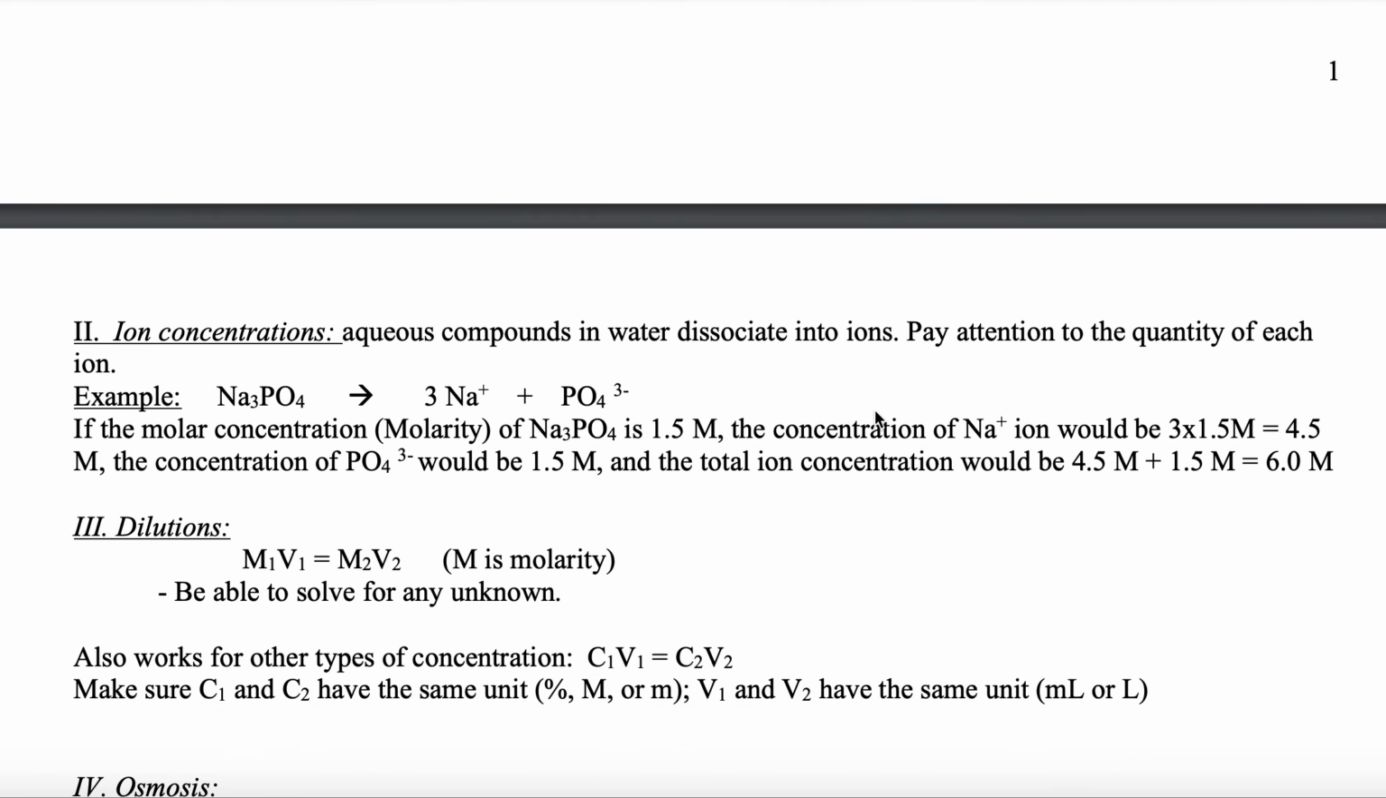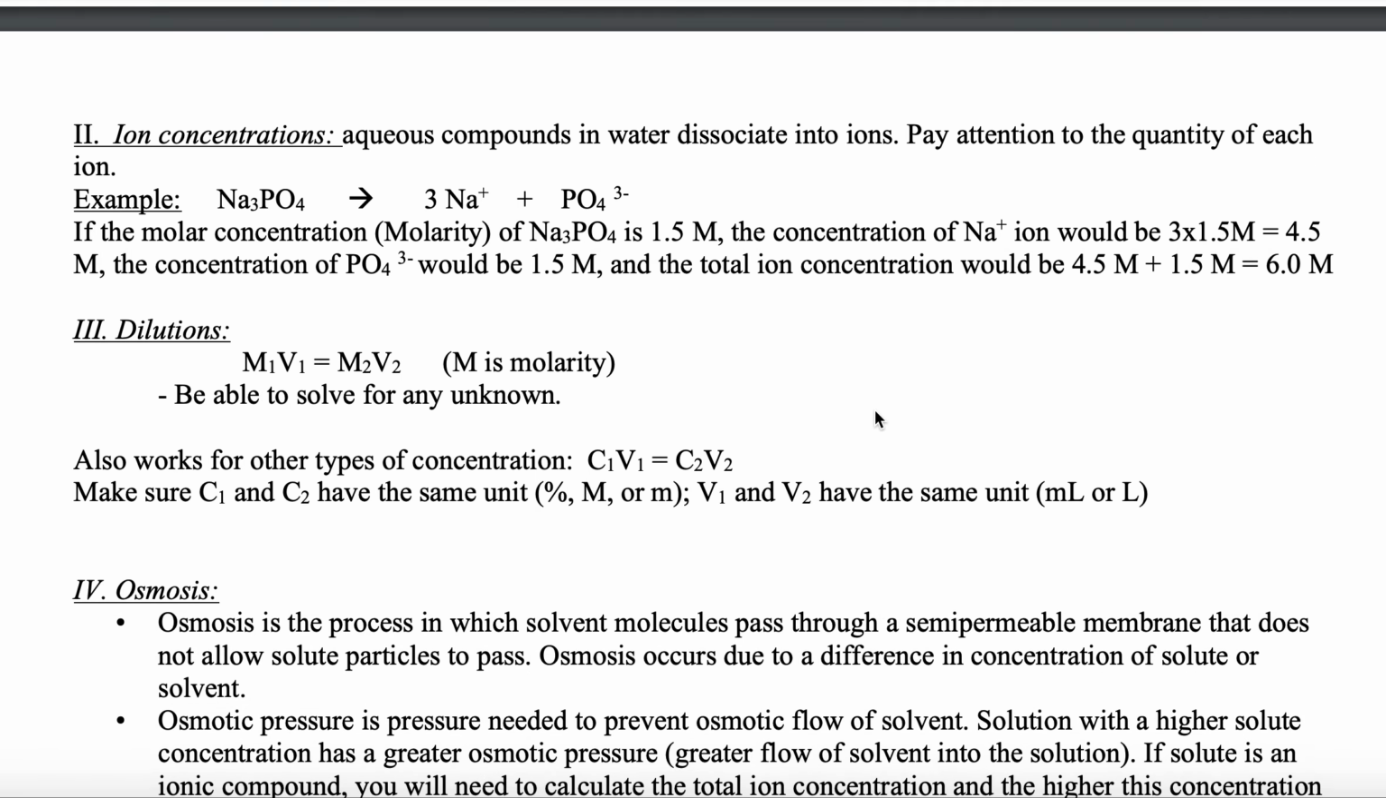Okay, now I'm going to move on to the ion concentrations. When you have an ionic compound that's composed of ions, for example, sodium phosphate, you've got 3 sodium ions and 1 phosphate. Remember to keep phosphate together because it is a polyatomic ion. Now, let's say we're given a molar concentration, the molarity of sodium phosphate is 1.5 capital M. Capital M stands for molarity.